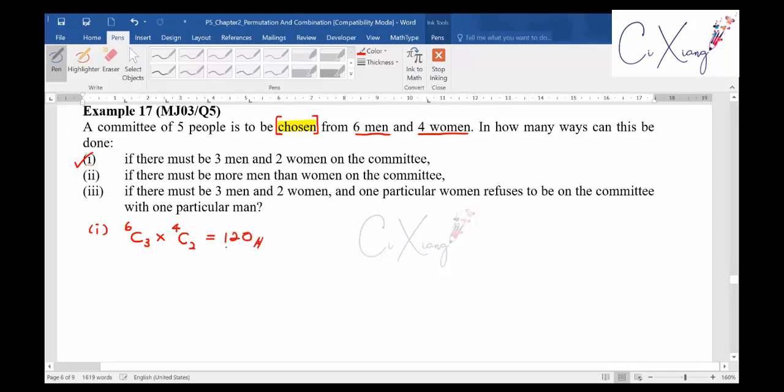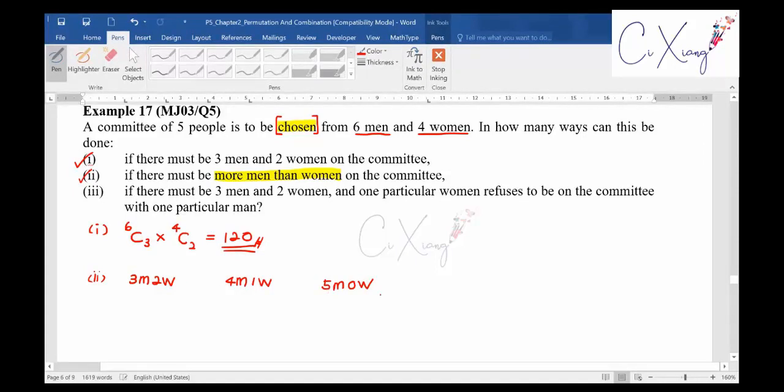Okay, so the first part here is still quite straightforward. All right, you just select straight away. Okay, for the second part here, they give you some restriction already. Okay, so there must be more men than women in the committee. Okay, if you want to have more men than women, generally there are a few cases that form this one, right? More men than women. This is the first case, you should have 3 men, 2 women, so more men than women. Second case is 4 men and then 1 woman. You can also have 5 men and 0 women. So all these cases belong to the more men than women case.